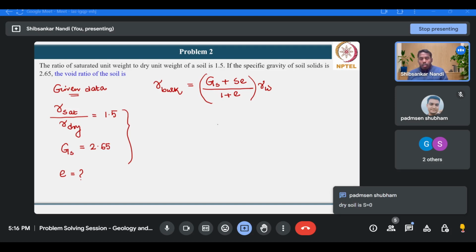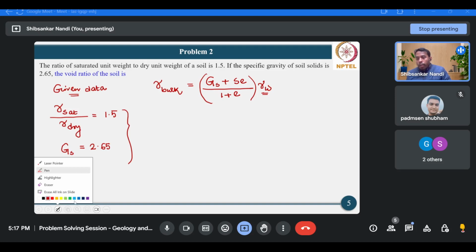So you know all these things, you are already familiar with these terms. This is the basic expression by which we can determine the bulk unit weight. In this expression, three terms are there: the specific gravity of soil solids, the degree of saturation, and the void ratio. One more term is there, the unit weight of water. Depending on this S value, this is the controlling parameter here.